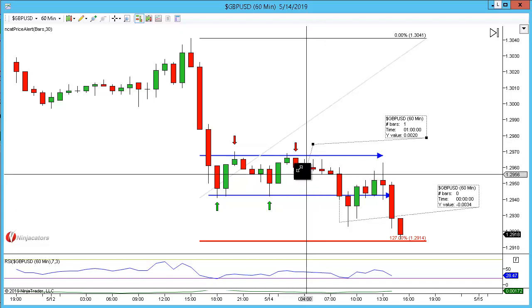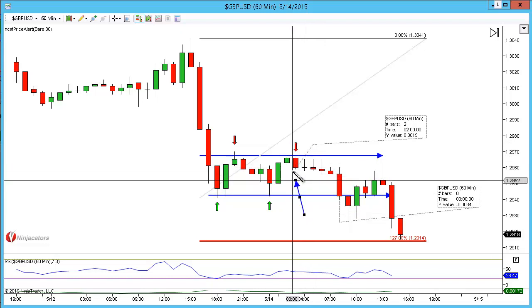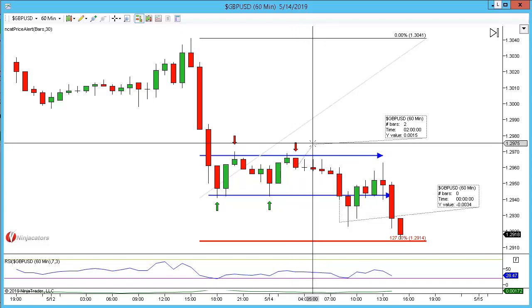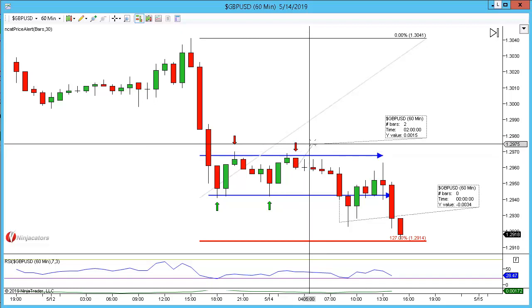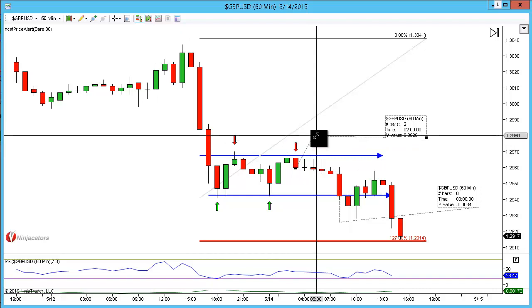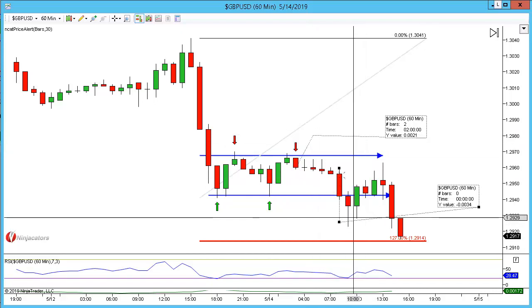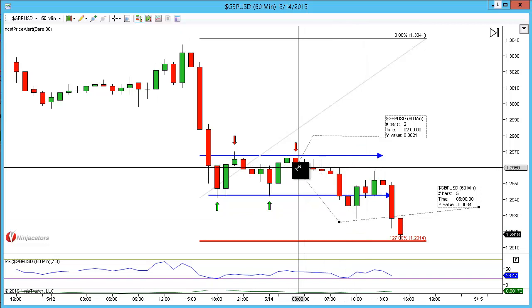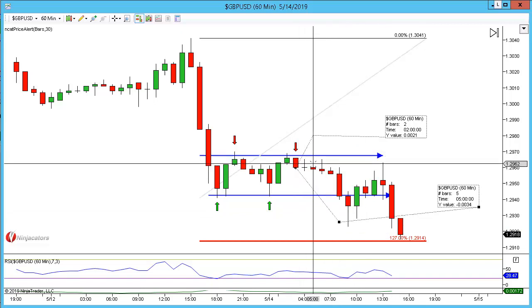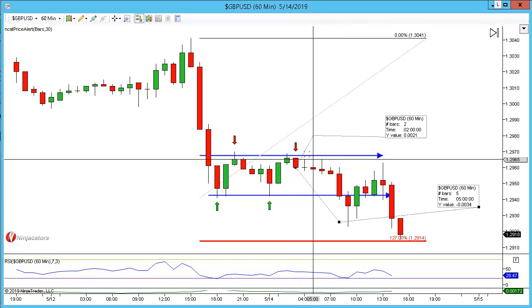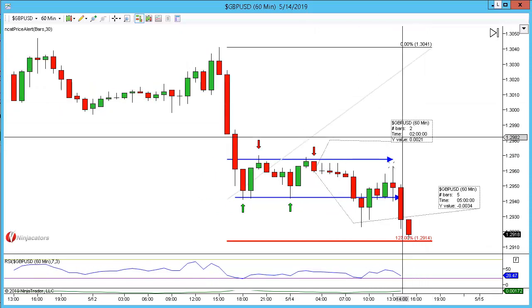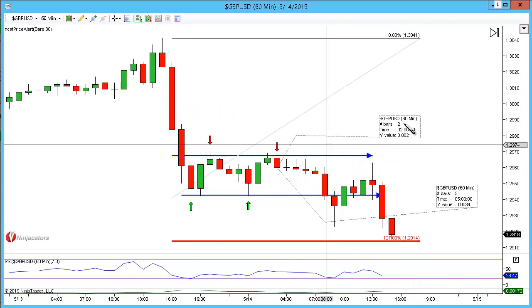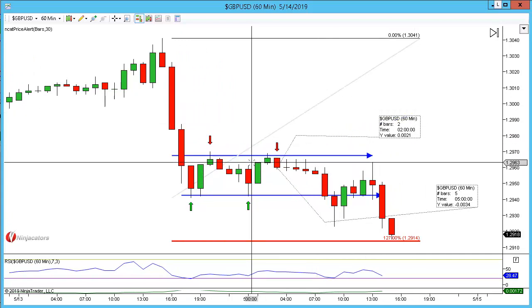So for instance, my entry would have been this red candle right here. My stop would have been just 10 pips above the high there, so that would have made it 81. Okay, so the risk would have been 21, and the reward 34. Huh, still the same. Okay, can't remember where I got my entry, but anyway, very nice trade there, plus 34.